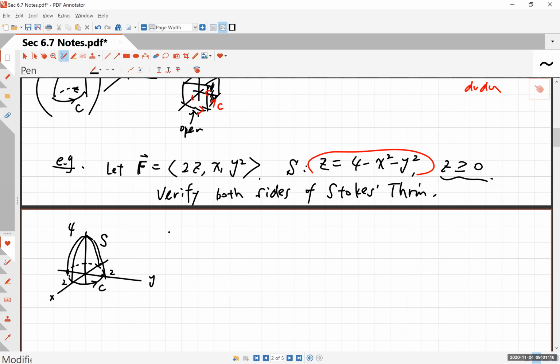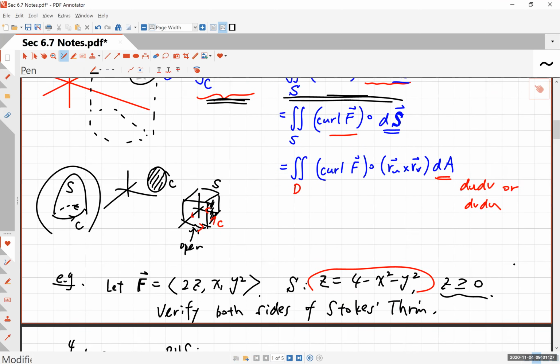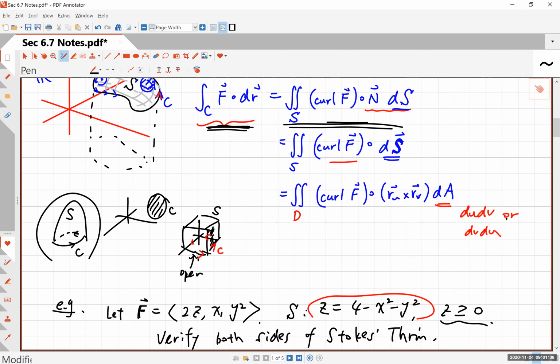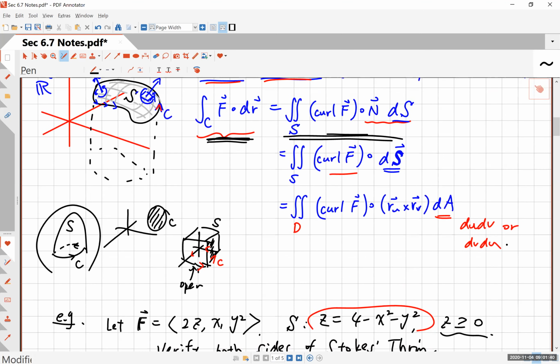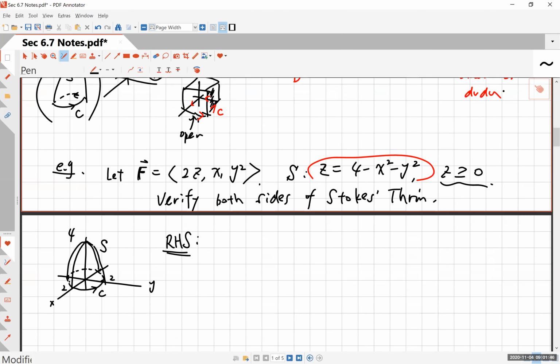All right, now let's try to figure this out. I'm going to set this up for you. What do we have to do for the right-hand side? It turns out the left-hand side is much easier, because you can parameterize the circle and find F·dr as we did back in section 2. So let's do the unfamiliar side, which is the right-hand side. You look at this, and you need the curl of F and r_u and r_v. So what is it that we need?